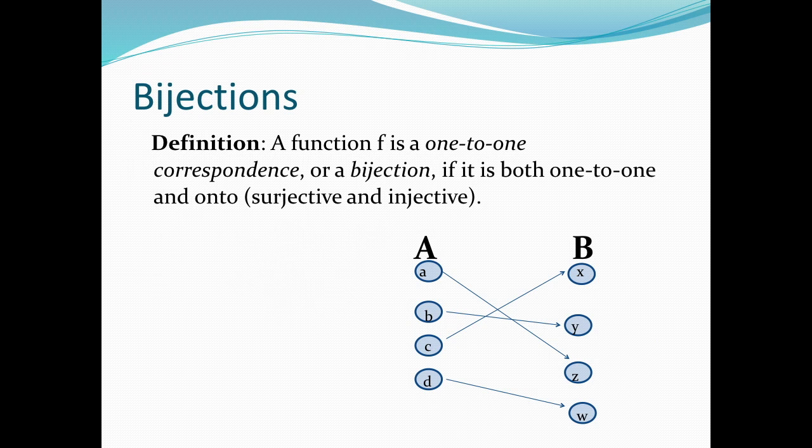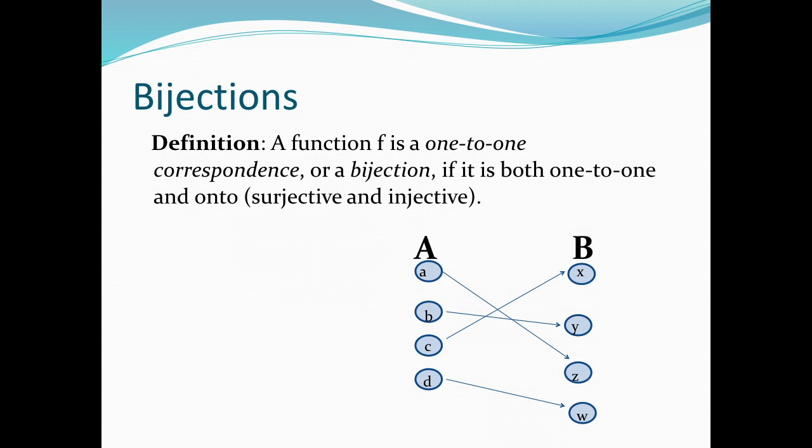Now look, A has been mapped to Z, B has been mapped to Y, C has been mapped to X, D has been mapped to W. Do you find any element in A has been mapped to the same image from B twice? No. If there is, like, C mapped to X and B mapped to X, this is not going to be a one-to-one function. This is not going to be an injection, and as a result, it will not be a bijection.